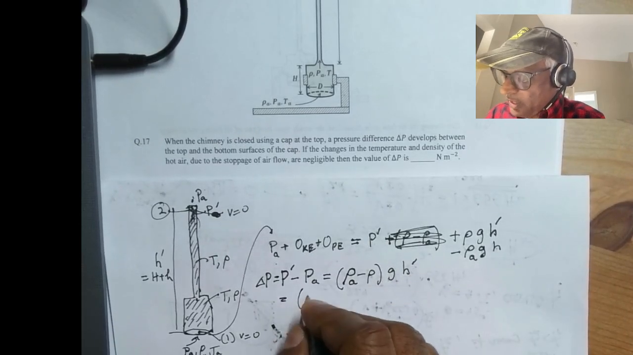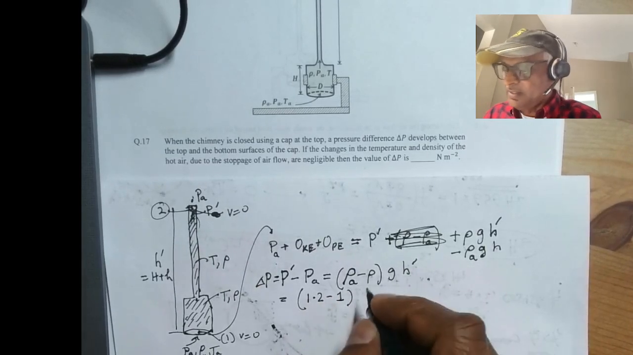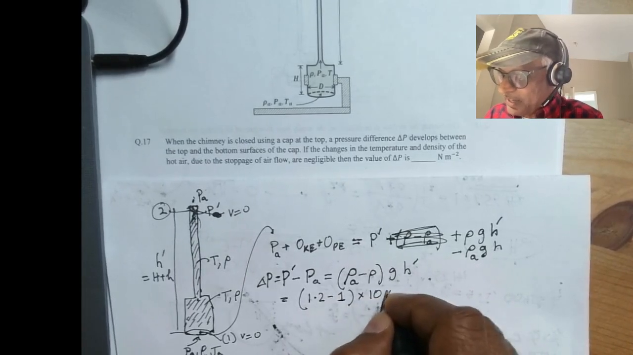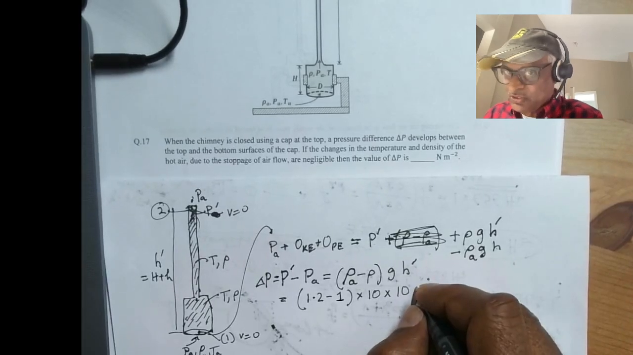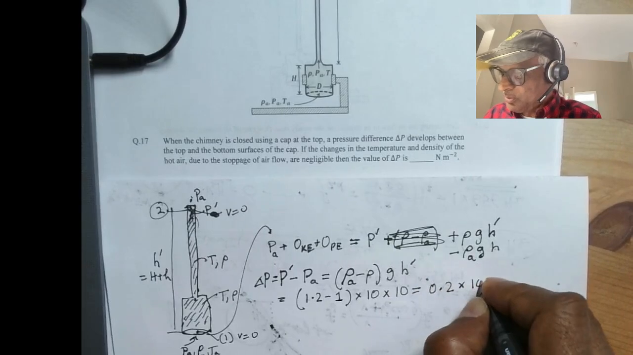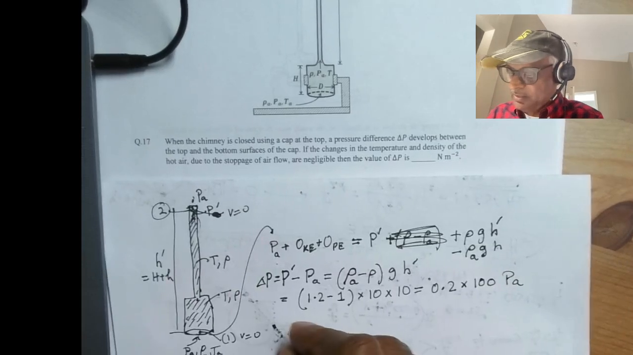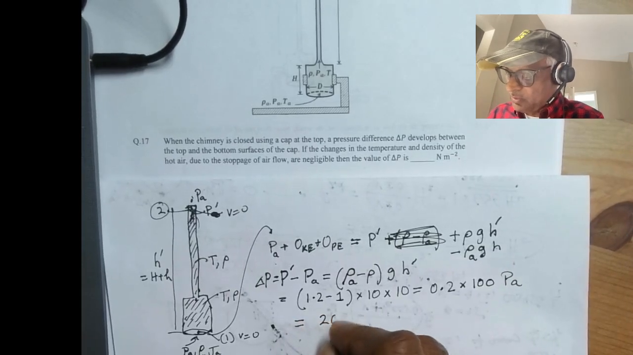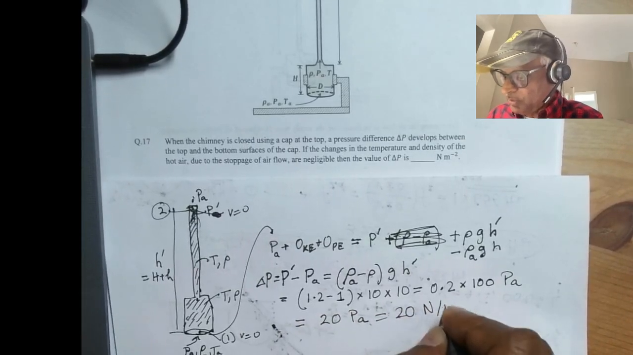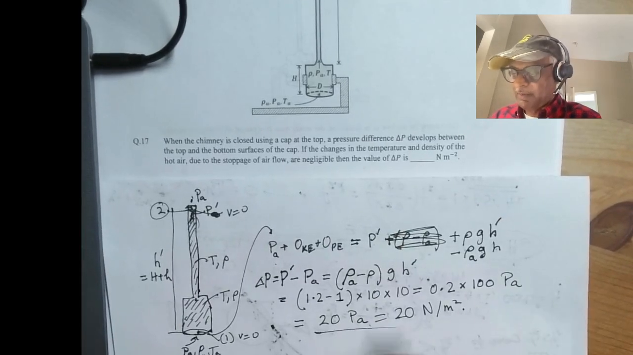So rho A is 1.2 minus 1. Okay, it's kind of interesting. 10 and 10. So this is 0.2 times 100 Pascal, which is 20 Pascal, which is 20 Newton per meter square, and so the answer will be 20.